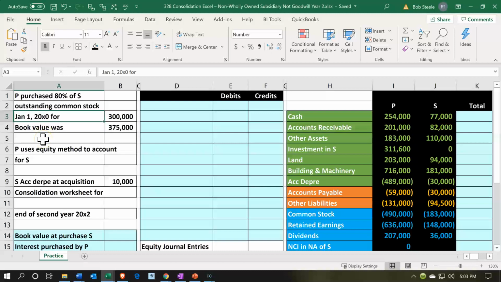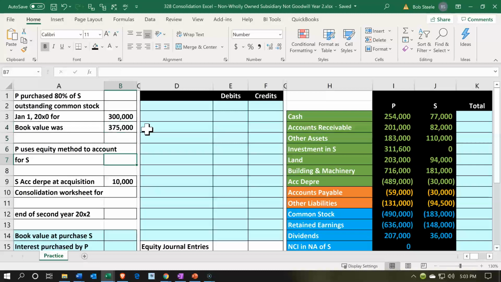However, it's 2 years later now. So 2 years ago, year 0, you can think of it, and then 2 full years later, so the end of 2x2, is the date that we will be consolidating. The purchase was for $300,000 for that 80% interest. The book value of S, meaning assets minus liabilities, not now 2 years later, but as of the point in time of purchase, would be the 375, and we purchased for 300,000, which happens to be 80% of basically the book value. So we purchased it at book value, as we'll see shortly.